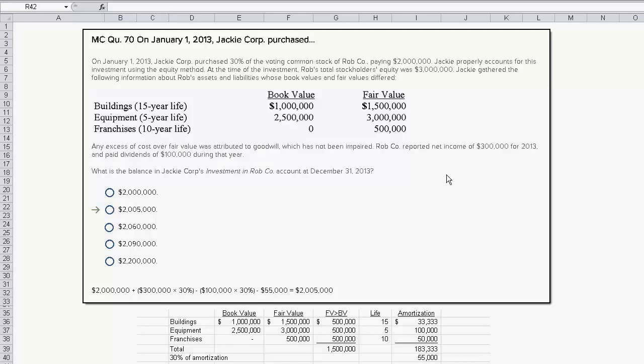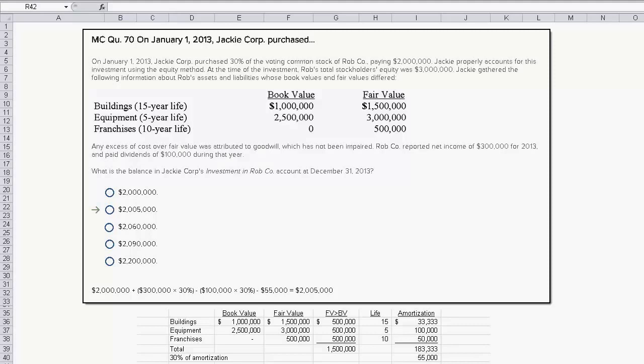Okay, and so you have the table of what the book value was and what the fair value was for buildings, equipment and franchises, and they give you the estimated life. Now, they tell you that any excess of cost over fair value was attributed to goodwill, which has not been impaired, and Rob Company reports net income of $300,000 for 2013, and they paid dividends of $100,000 during the year. Now, what's the balance in Jackie Corporation's investment in Rob Company account?